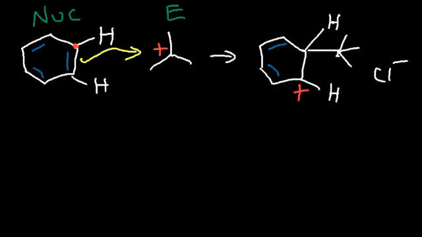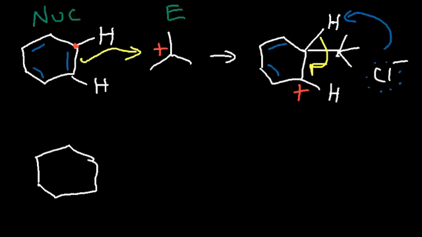So we can use the chloride ion to act as a weak base to remove this hydrogen. The carbon-hydrogen bond is going to break. Those 2 electrons are going to be used to regenerate the pi bond. And so now we have our product, tert-butyl benzene.